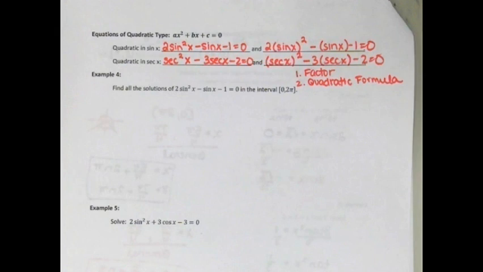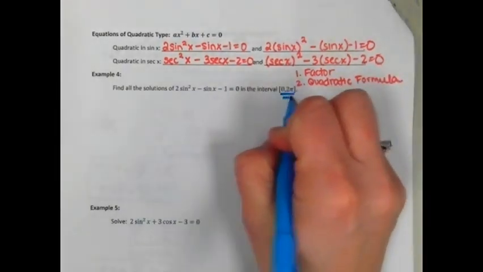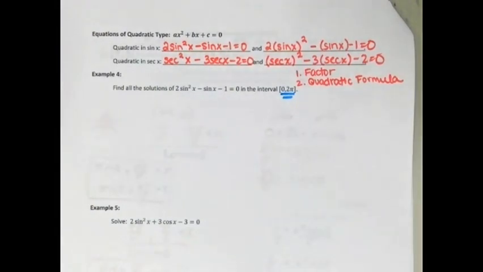Find all the solutions of 2 sine squared x minus sine x minus 1 equals 0 in the interval of 0 and 2 pi. Now, because we're given an interval, do we have to do the general solution where we add the 2 n pi? No, because we want it just between these two. So if they give us that interval, we do not have to add the 2 n pi or the n pi, okay? So if we see 2 sine squared x minus sine x minus 1, can I factor that?